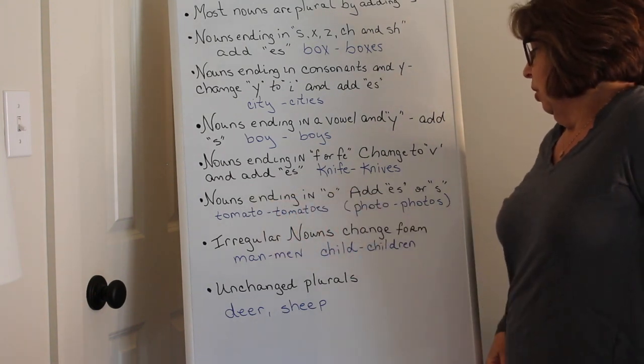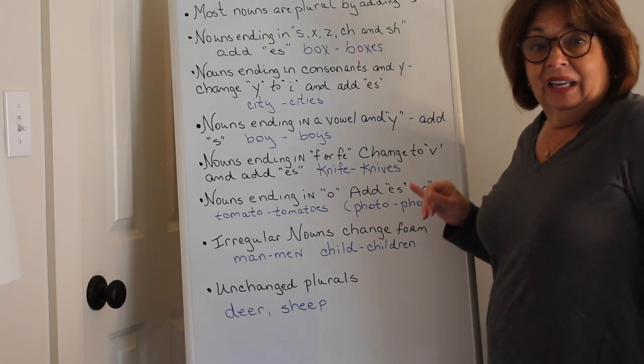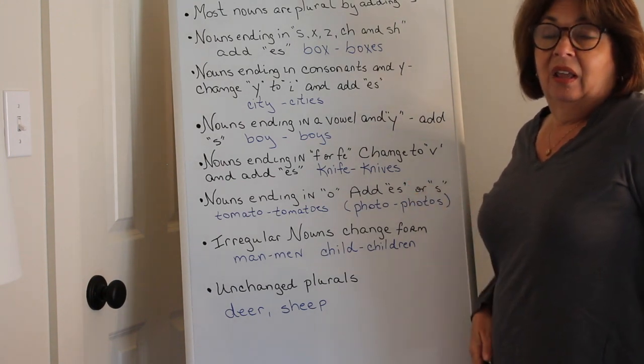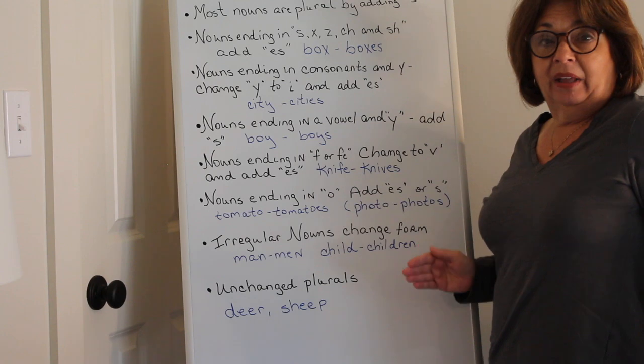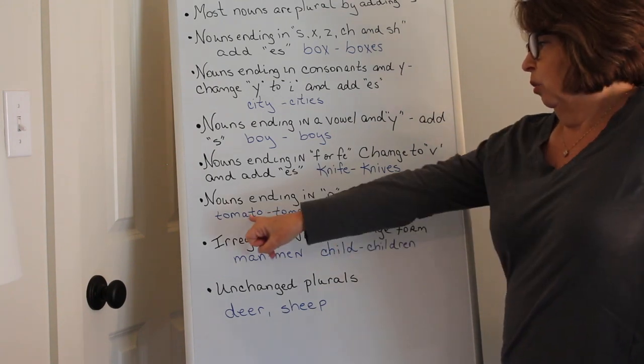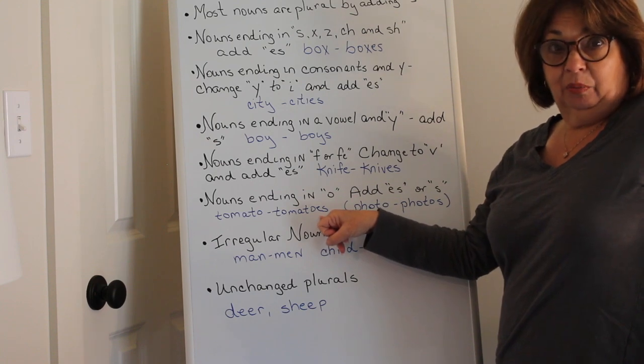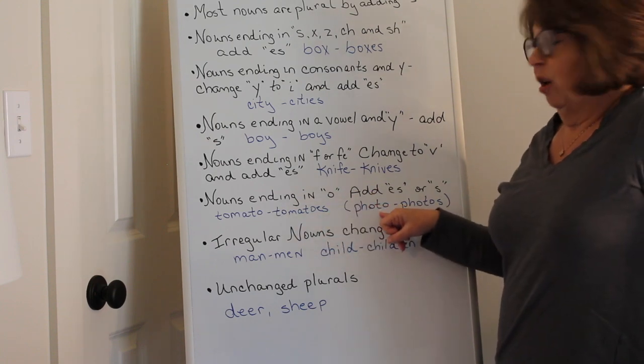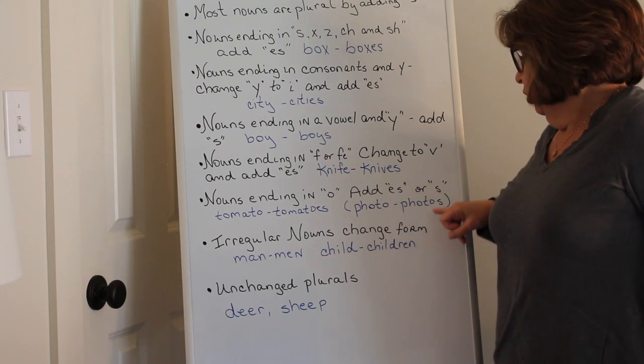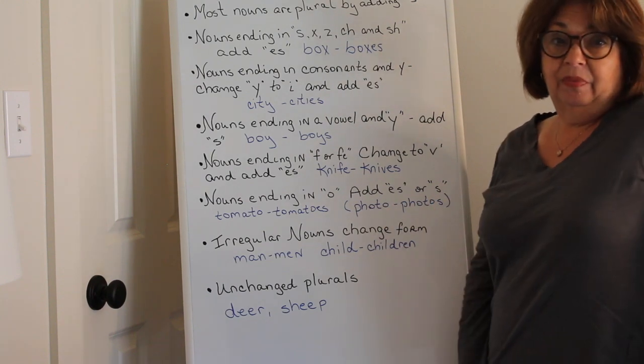If it ends in O, you're either going to add ES or S. O is kind of tricky and it depends on the word itself. The word tomato ends in an O and you add ES to make it plural. Whereas photo also ends in an O, but you only add S.